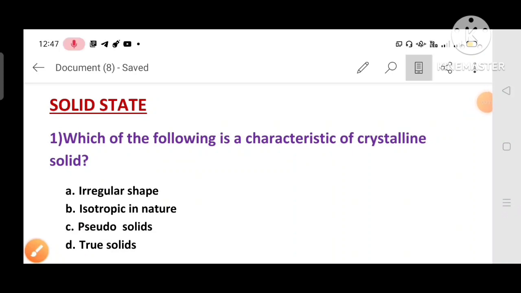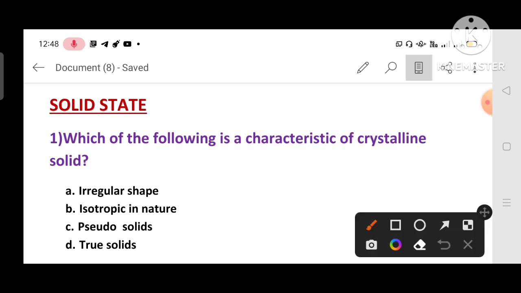ಸಾಲಿಡ್ ಸ್ಟೇಟ್ನ ಚಾಪ್ಟರ್ನಲ್ಲಿ ಬರುವಂತಹ ಮೋಸ್ಟ್ ಇಂಪಾರ್ಟೆಂಟ್ ಮಲ್ಟಿಪಲ್ ಚಾಯ್ಸ್ ಕ್ವೆಶನ್ಸ್ಗಳ ಬಗ್ಗೆ ಈ ವಿಡಿಯೋದಲ್ಲಿ ತಿಳ್ಕೊಳ್ಳೋಣ. ಸೊ ಫಸ್ಟ್ ಕ್ವೆಶನ್, ವಿಚ್ ಆಫ್ ದ ಫಾಲೋಯಿಂಗ್ ಈಸ್ ಅ ಕ್ಯಾರೆಕ್ಟರಿಸ್ಟಿಕ್ ಆಫ್ ಕ್ರಿಸ್ಟಲೈನ್ ಸಾಲಿಡ್ಸ್? ಆಪ್ಷನ್ ಎ irregular shape, option B isotropic in nature, option C pseudo solids, and option D true solids.